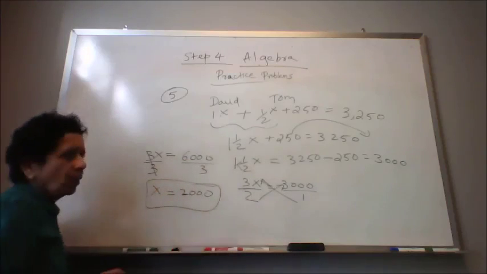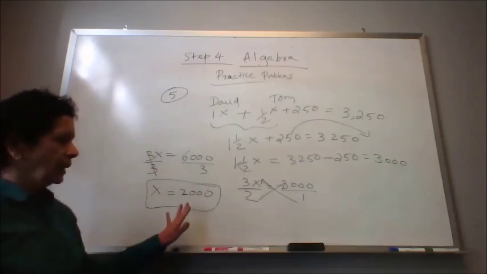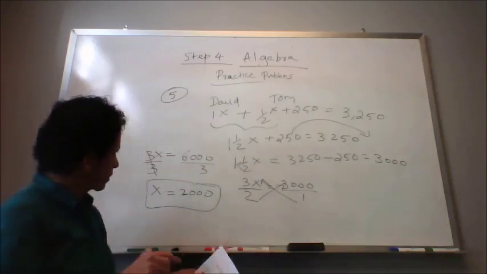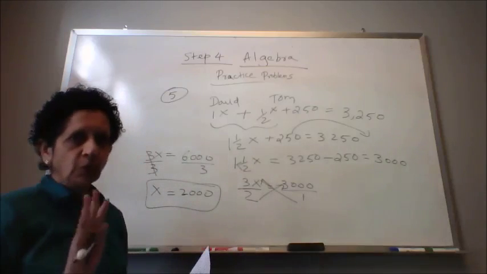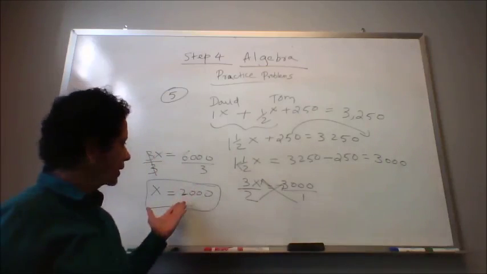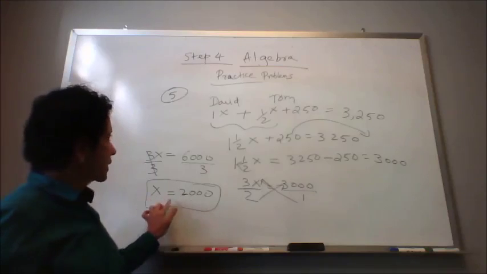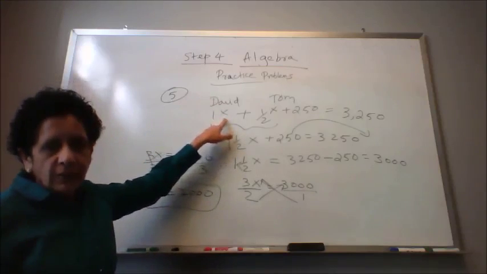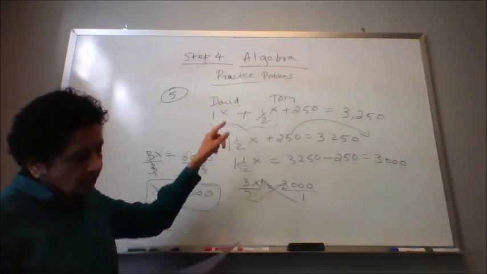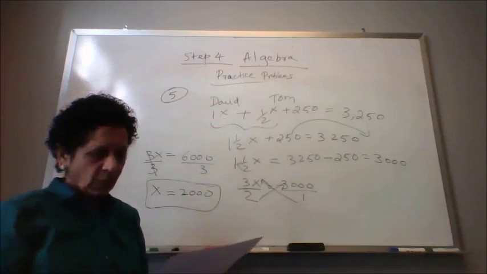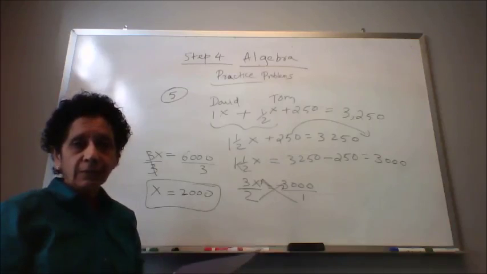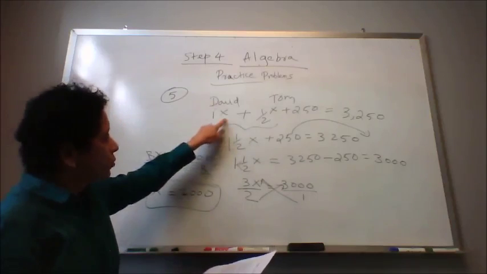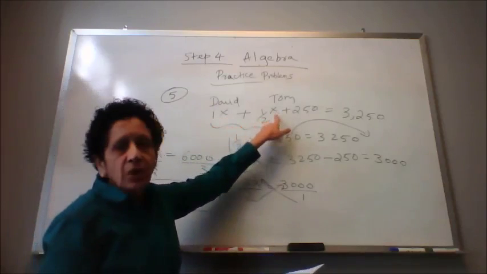Now, the moment you calculate what X is, you cannot just stop and say, oh, okay, in the multiple choice I have 2,000 and I mark it. You should not do that. You need to think, what did I do? So X equals 2,000. So X is what? It's actually David's salary, right? David's salary is exactly 2,000. But what is the question? The question is, what is Tom's salary? So you cannot say that the answer is 2,000. No. David's salary is 2,000. What is Tom's salary?